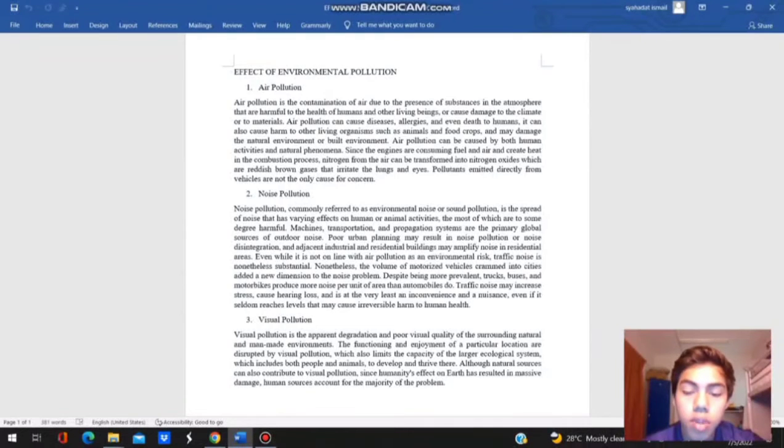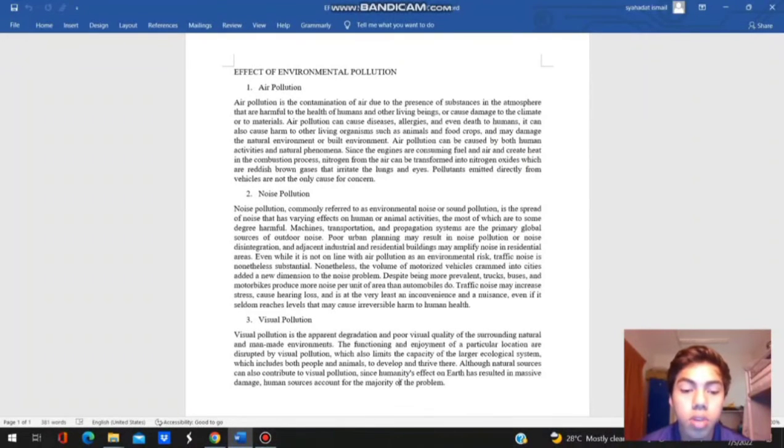Despite being less prevalent, trucks, buses, and motorbikes produce more noise per unit of area than automobiles do. Traffic noise may increase stress, cause hearing loss, and is at the very least inconvenient and a nuisance, even if it seldom reaches levels that may cause irreversible harm to human health.